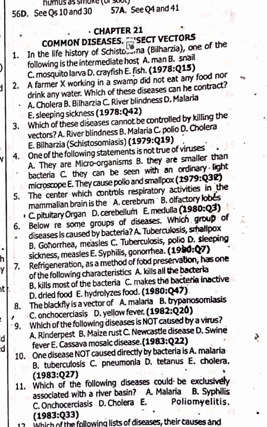In the life history of Schistosoma haematobium, one of the following is the intermediate host. I want you to jot down this: the secondary or intermediate host is the water snail, while human is the primary host.